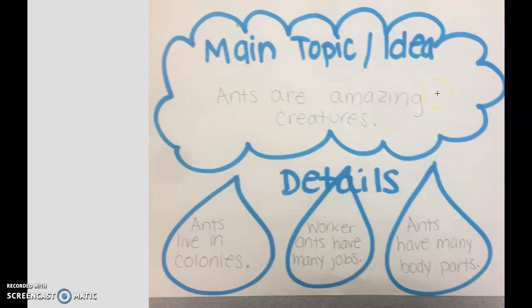So this is how you find the main topic or idea, what the story or text is mostly about, and the details that go along with it. So remember, the details need to support the main idea.